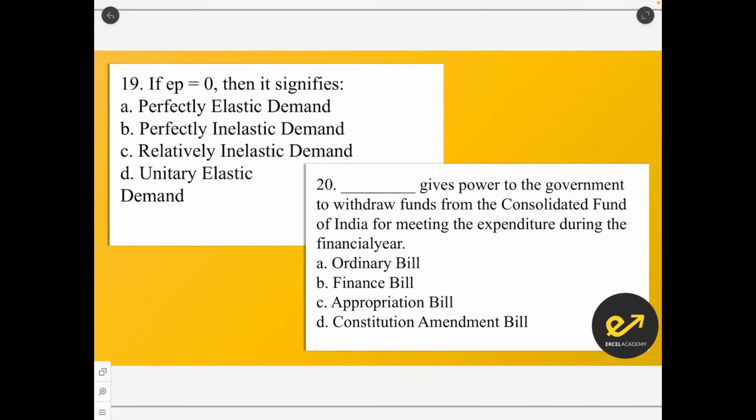If EP is equal to 0, then it signifies... We just had a discussion on this. So the answer for this is perfectly inelastic.